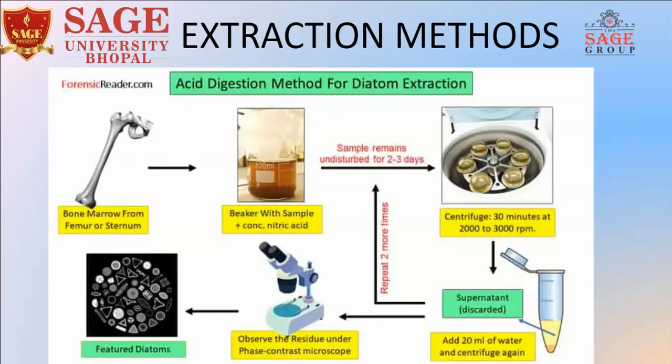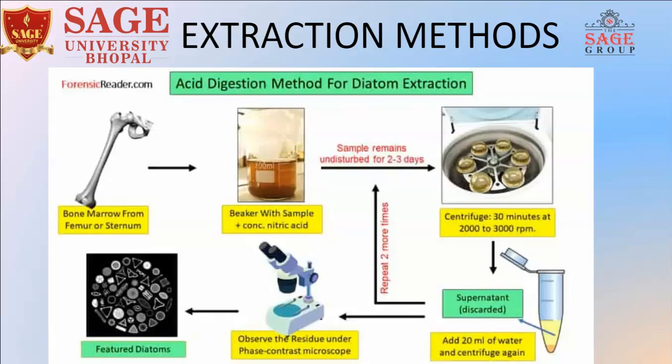Let us first understand acid digestion method. In this method, for digestion of biological material, strong acids like nitric acid and sulfuric acid are used. Firstly, 50 gram of tissue sample is taken and is suspended in concentrated nitric acid and kept in a fume hood for approximately 48 hours.